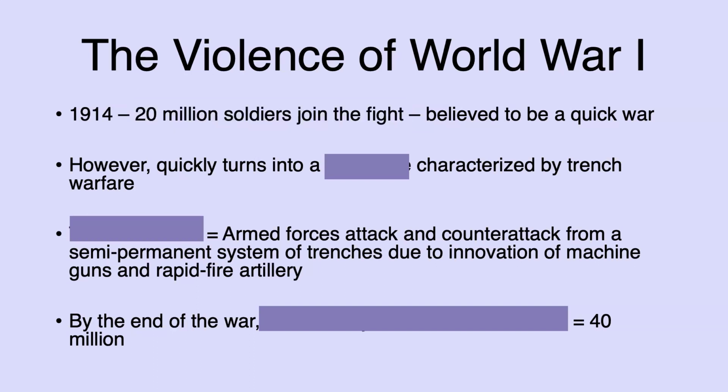Very quickly, a large amount of soldiers join the fight. In 1914, 20 million soldiers joined the war, believing it to be a quick fight in and out. However, it really quickly turns into a stalemate that is characterized by trench warfare.